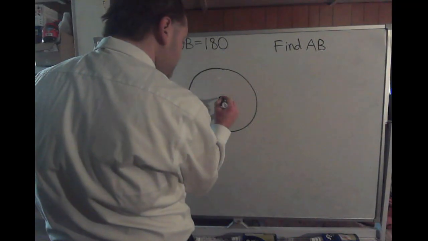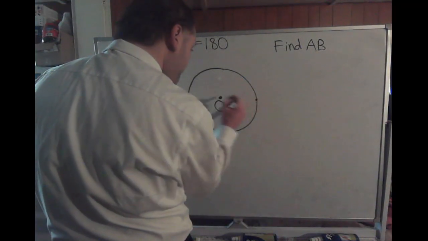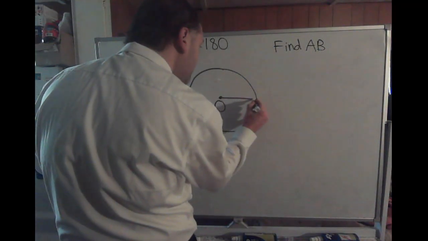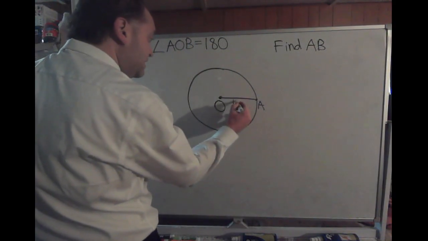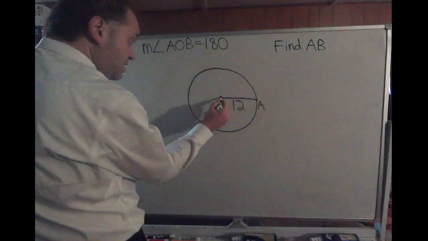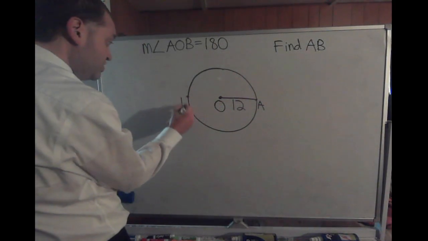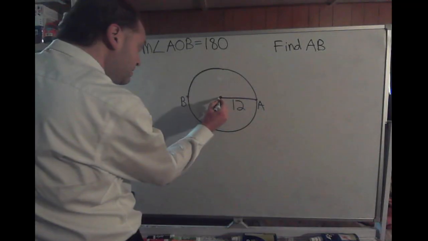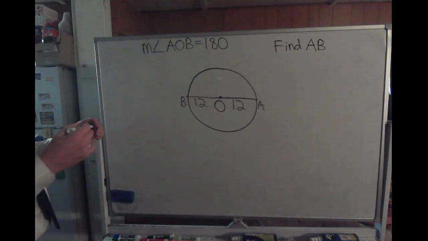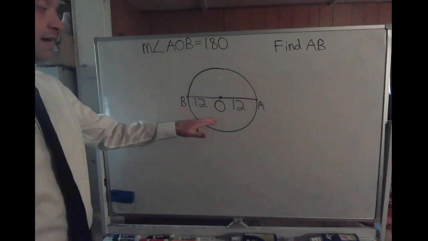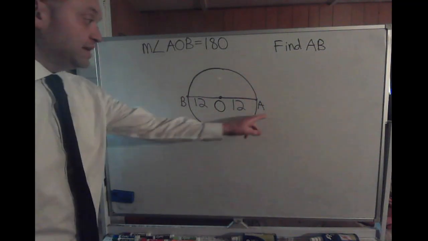Of course, we got to draw radius OA, which we'll do right here. This will be radius OA. It'll have a length of 12. And then B, since it's a 180 degree angle, that means it's just a straight line. Radius OB also has a length of 12. And this is a 180 degree angle, so it's a straight line. We need to find the length of AB.